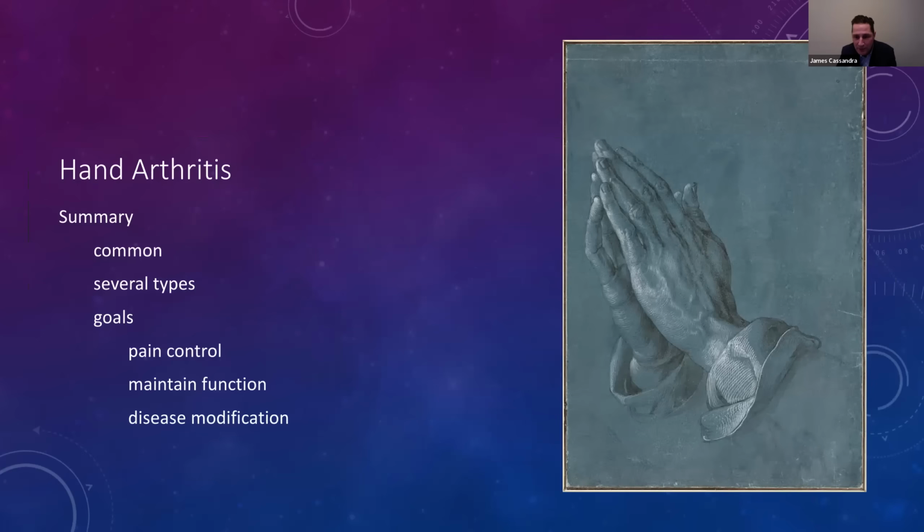There are several types. Managing the patient's pain and function are very important. So goals: pain control, maintain function, and disease modification.